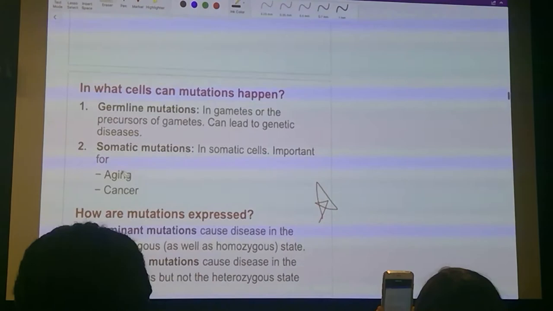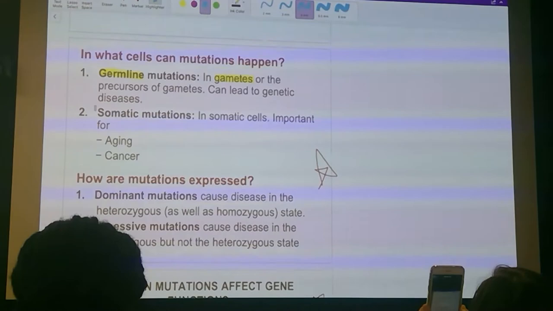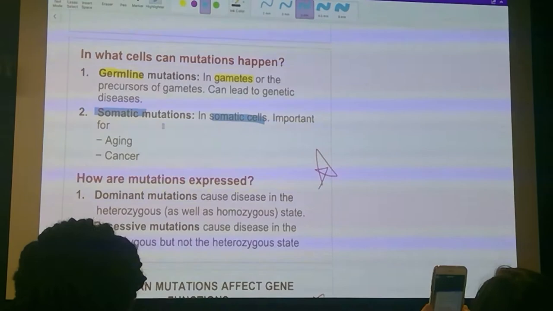Okay, so if it's germline, it's in your gametes, and it can be passed down. But if it's somatic, you're expressing it, and just know that it cannot be passed down.